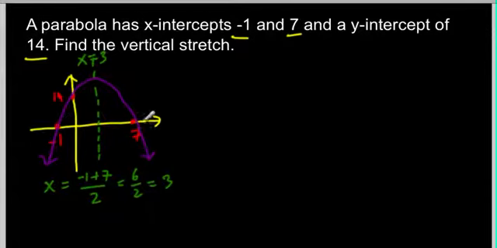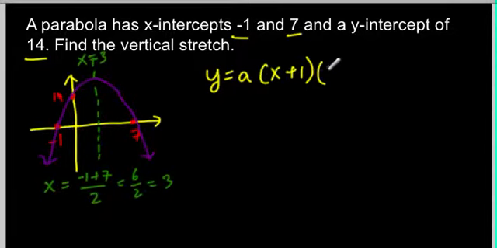Well, since we have the x-intercepts, we can write this in factored form. So y is equal to a times (x plus 1), because it's -1 here so it's going to be the opposite, plus 1, and since this is 7, it's going to be (x minus 7). We determined we cannot use the x-intercepts to determine what the vertical stretch is, so we need another point.